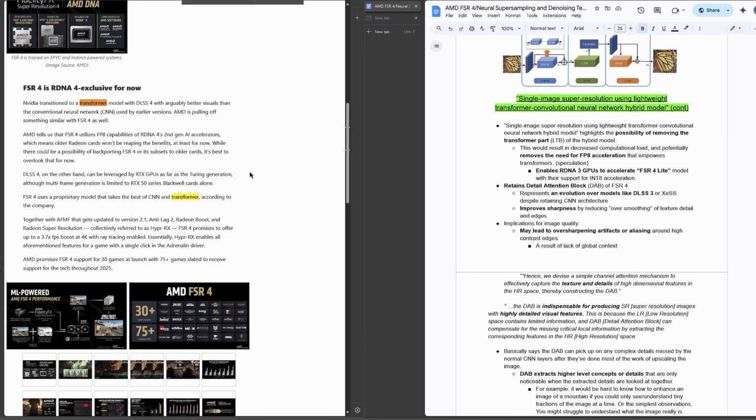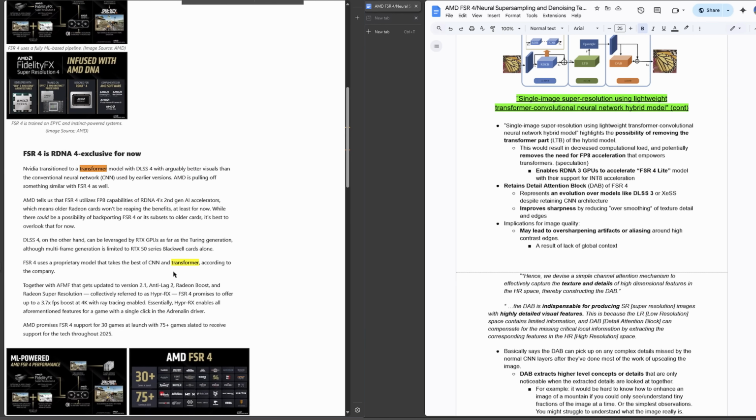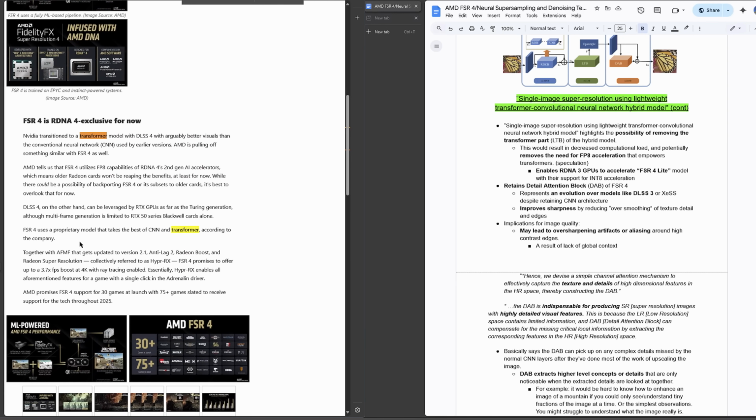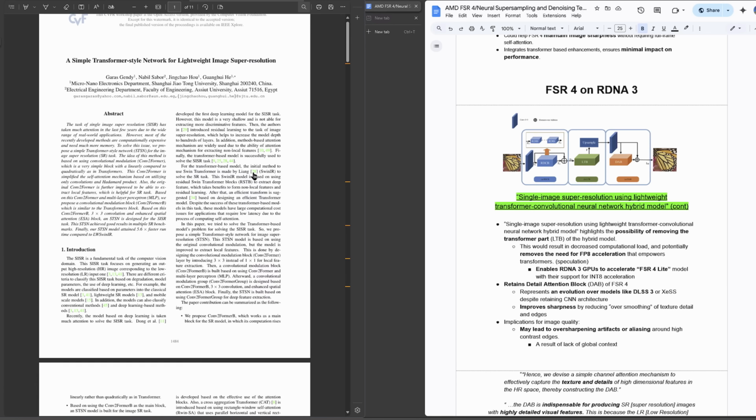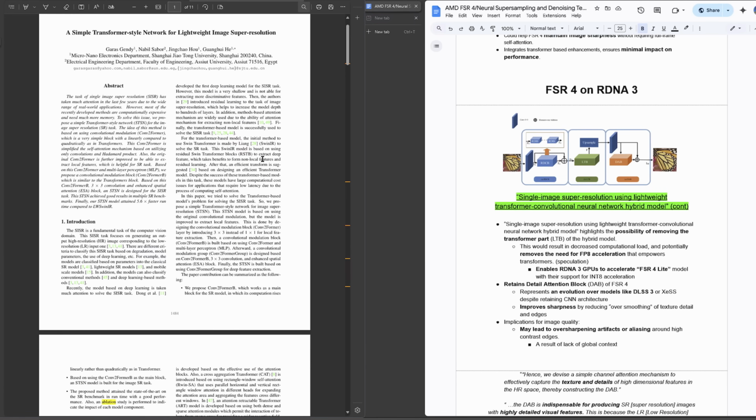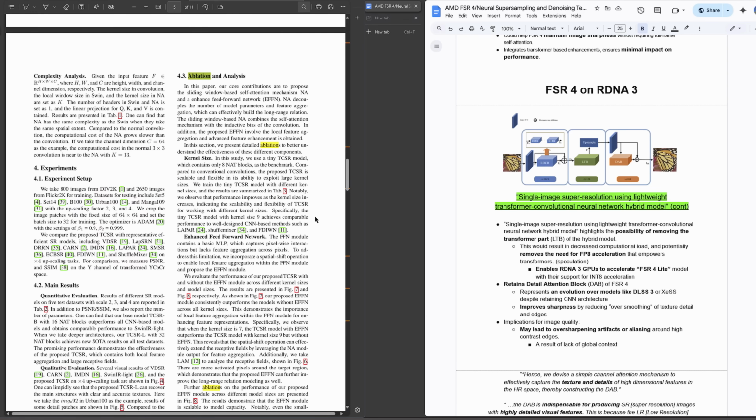But it doesn't seem like a lot of people are aware of this. Not a lot of people seem to be talking about how it is partially a transformer model. But anyway, transformers really benefit from FP8 acceleration, or floating point acceleration, that RDNA 4 has that RDNA 3 does not. But these same papers that I was reading about, talking about the hybrid model, each one of them also talked about removing the transformer part of the network and simply relying on the convolutional layers of the network.